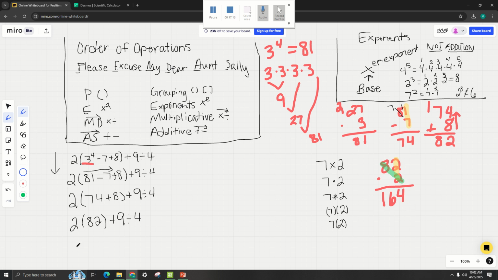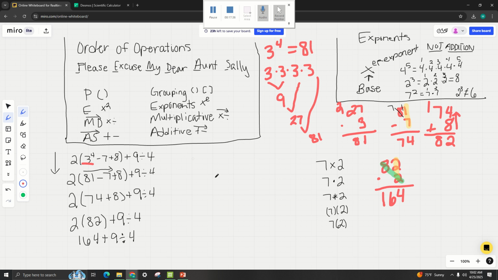So now I'm going to write that. 164 plus 9 divided by 4. That's supposed to be division there. There we go. So now I look, do I still have anything multiplicative, multiplication or division? Addition, oh, I have division right here, 9 divided by 4.